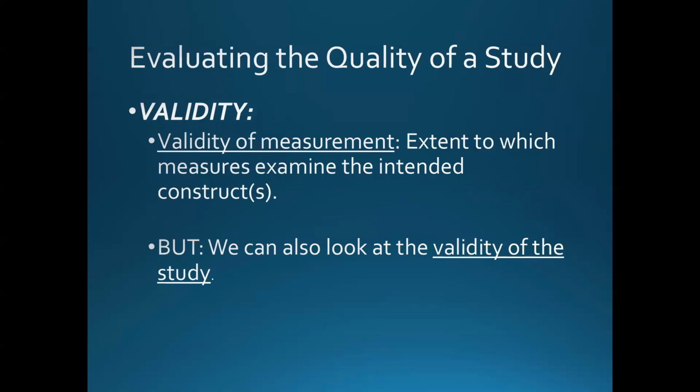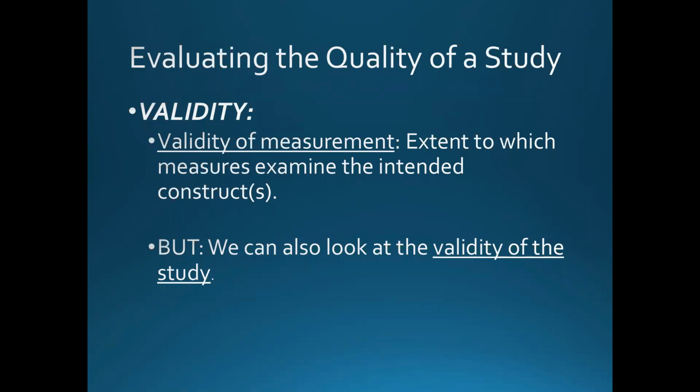The validity of a measurement is the extent to which the measure examines the intended construct. So if I get on the scale and it says 85 pounds and I get off and get back on and it says 85 pounds again, and I keep on doing that and it says 85 pounds, well, clearly it's reliable, right? It says the same thing every time, but I am not 85 pounds. I am 6'2". I am definitely not 85 pounds. So therefore it is not measuring my weight.